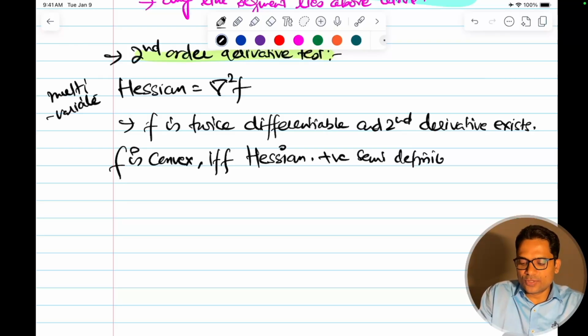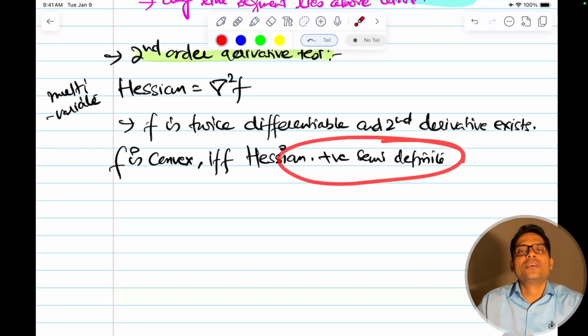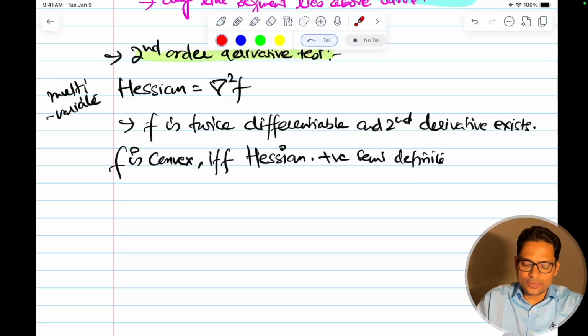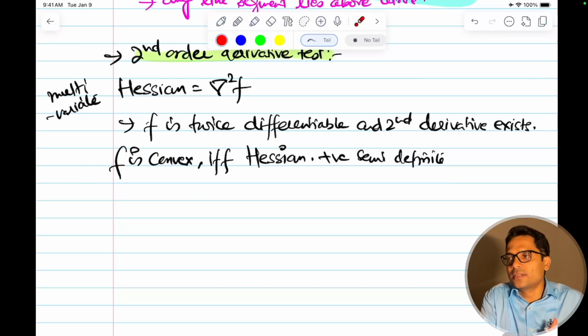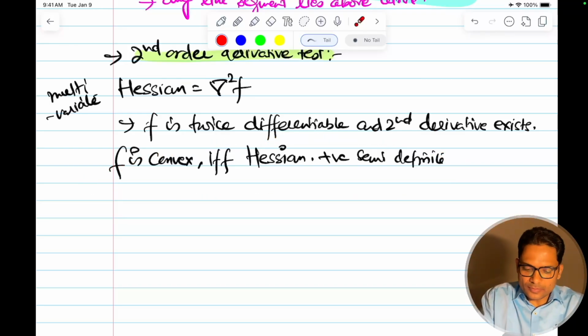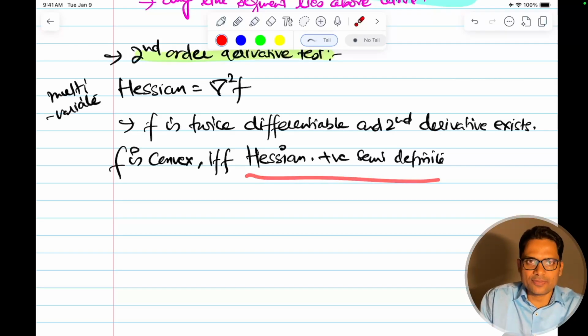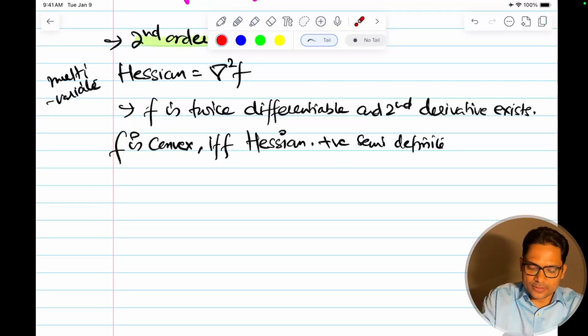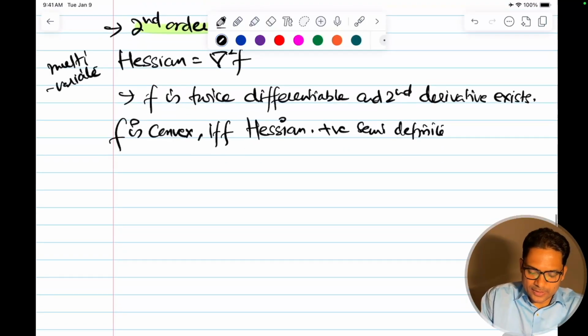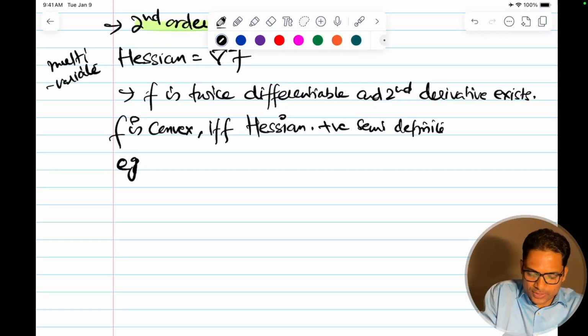How do we check for positive semi-definite? If there's a semi-definite, then there should be a positive definite also. So I'll just introduce you to the terms so that you can make a map of it. If we go into the details, it is a lot of detail. So the Hessian should be positive semi-definite. How do we say that?